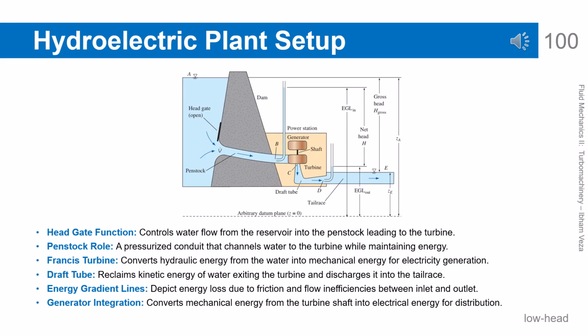Hydroelectric plant setup. This layout shows the complete energy conversion path from the reservoir to electricity. The head gate controls the flow into the penstock, which then delivers pressurized water to the turbine. The Francis turbine converts hydraulic energy into mechanical energy on the shaft. The draft tube is used to recover part of the kinetic energy before the water is discharged to the tailrace. The whole system demonstrates the importance of each component in maintaining plant efficiency.